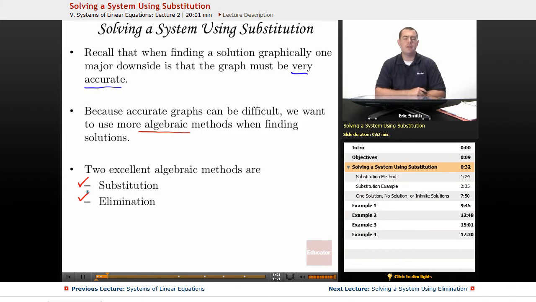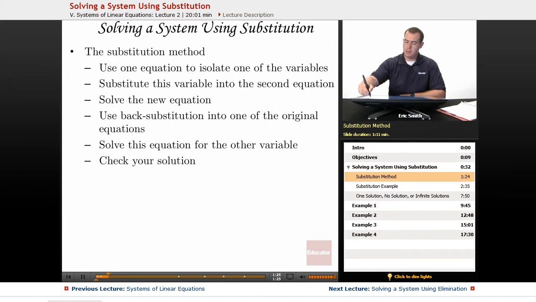So let's see how the substitution method works. In the substitution method, what we first do is take one of our equations and solve it for one of the variables. Once we've solved for a variable, we'll substitute it into the other equation. This will give us an entirely new equation with only one type of variable in it, and we'll solve for that one remaining variable.